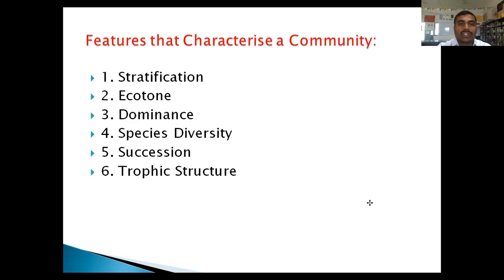The next is trophic structure. The feeding relation of species in the community determines the flow of energy and material from plants, that is herbivorous, to carnivorous, and this exists as a self-sufficient, perfectly balanced assemblage of organisms. It is called trophic structure. First trophic level, second trophic level, third trophic level, and so on. These are some certain features of community.